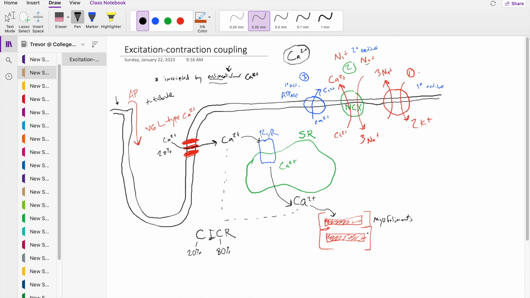Now, at the end of the contraction, we need to get calcium back into this sarcoplasmic reticulum. So here we have the SERCA pump. If you're not familiar, that stands for sarcoplasmic endoplasmic reticulum calcium ATPase. So with that ATPase, we know we're going to directly use ATP to move calcium back into the sarcoplasmic reticulum.